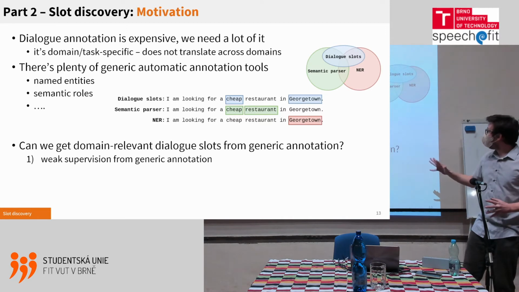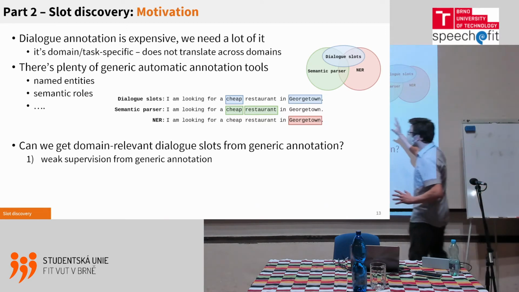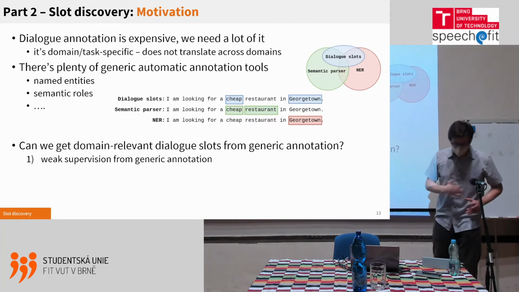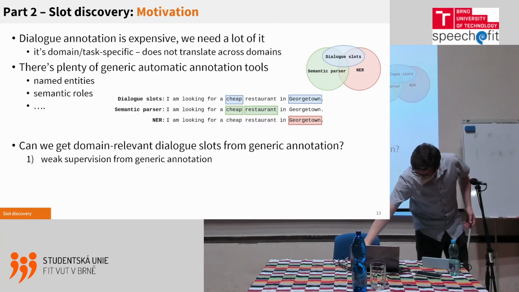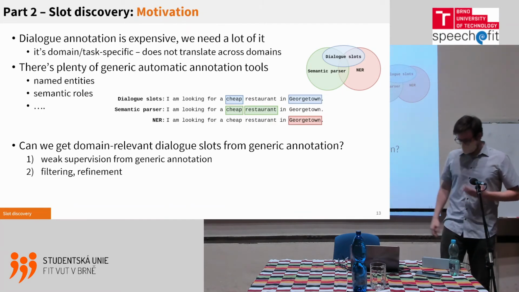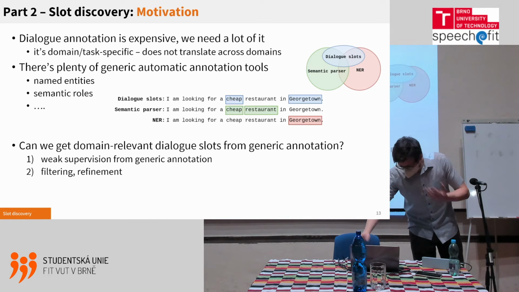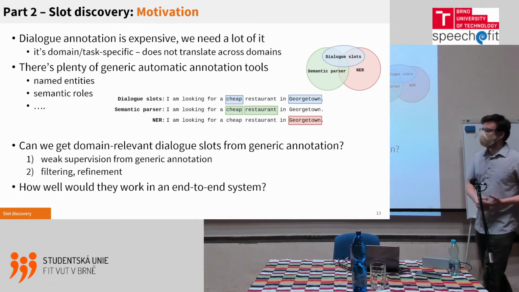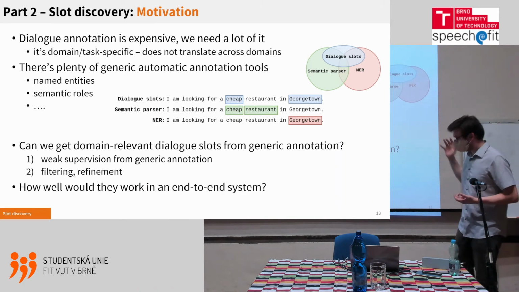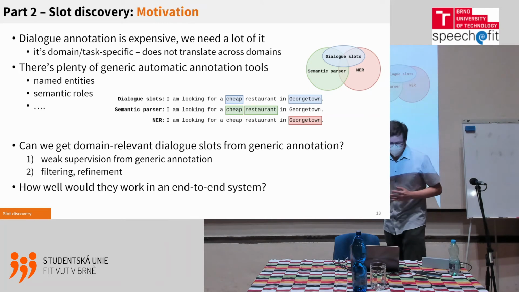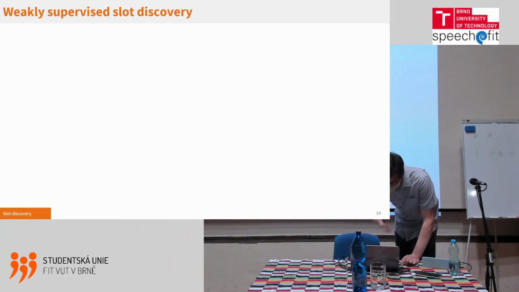So the idea here is that we get some weak supervision from the generic linguistic annotation. Basically, you have some candidates. Then we somehow filter and refine those candidates. And then we try to apply them and actually use them in an end-to-end dialog system. So this is our idea, our setting for the experiment. Now let's look at how we did that.